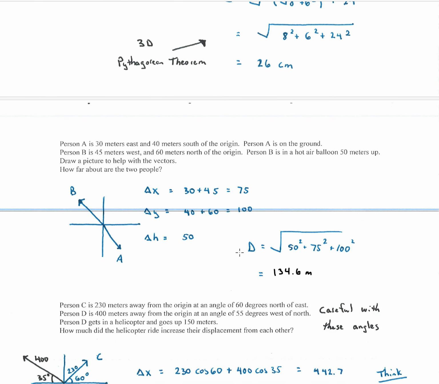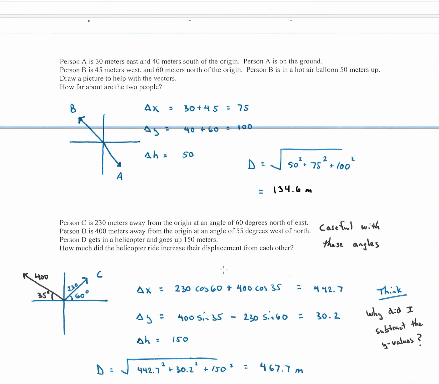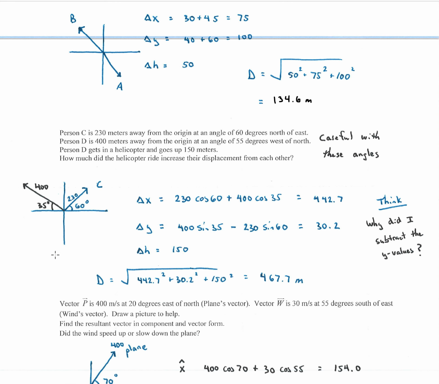The distance in 3 dimensions is going to be, I switched these, delta x squared plus delta y squared plus delta h squared, and then square rooted, of course. Okay? All right, this one. This is how much did the helicopter ride increase their displacement from each other?